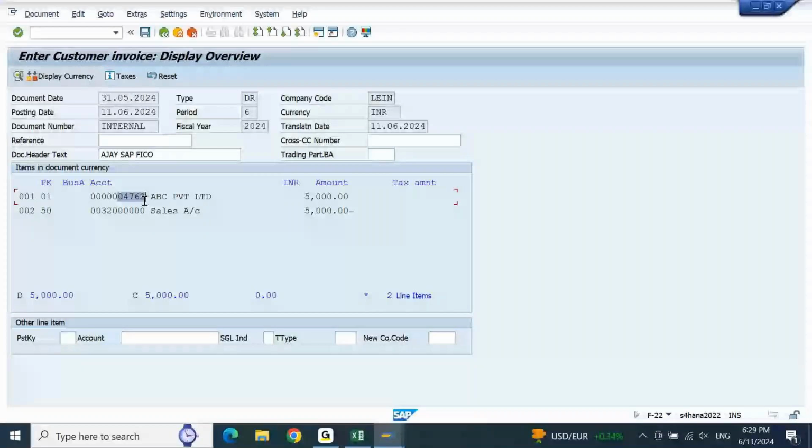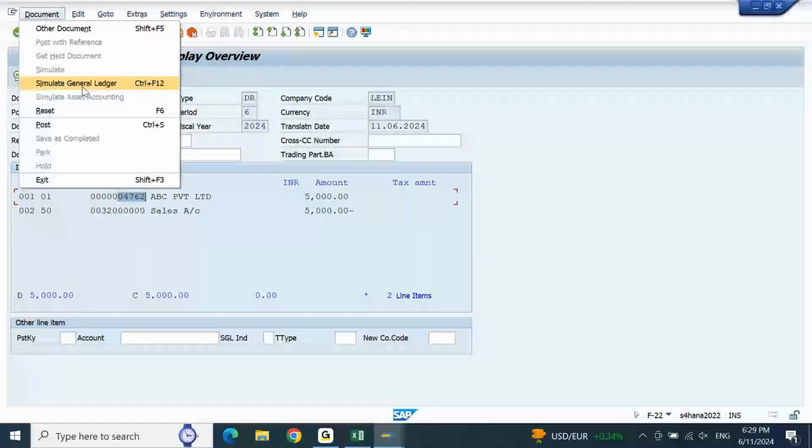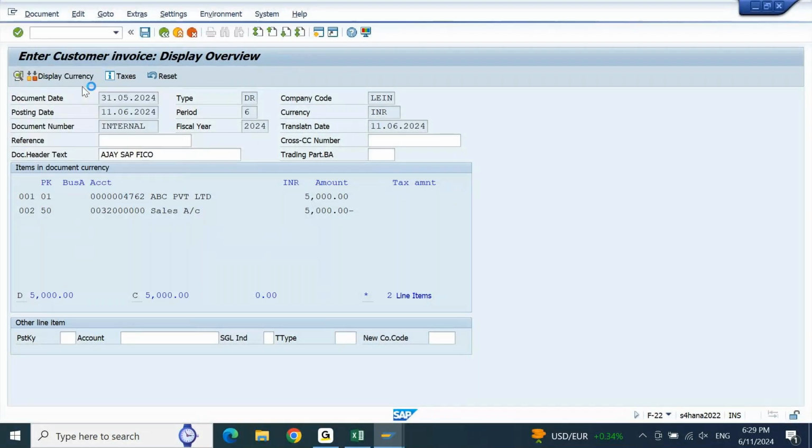Now there is one more simulation called simulate general ledger. If you go to document, if you click on simulate general ledger, you will find the difference.